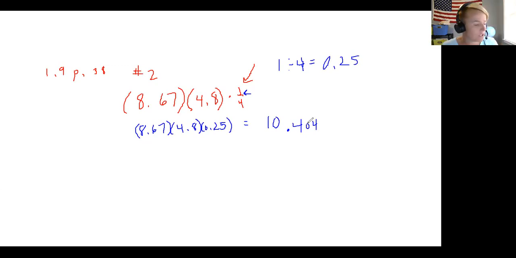So that's all you have to do. 2, 3, 4, 7, 8, and then 12. You're just rounding the number. Easy peasy. Those are extra credit for you.